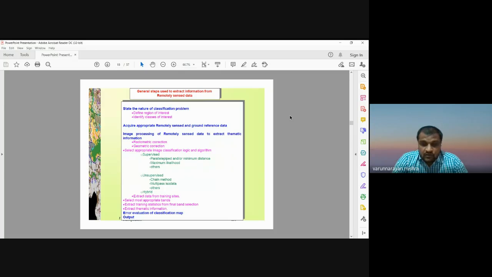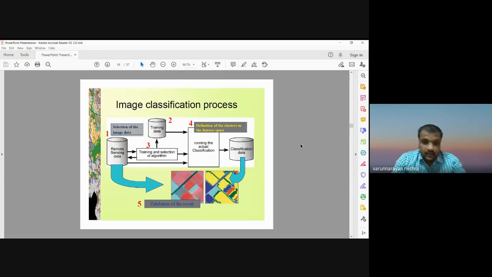Whether we are talking about urban planning, urban area mapping, vegetation mapping, forest mapping, or water mapping, any kind of land surface features can be mapped and extracted using remote sensing images by applying these general steps or methods. So this is the entire image classification process.